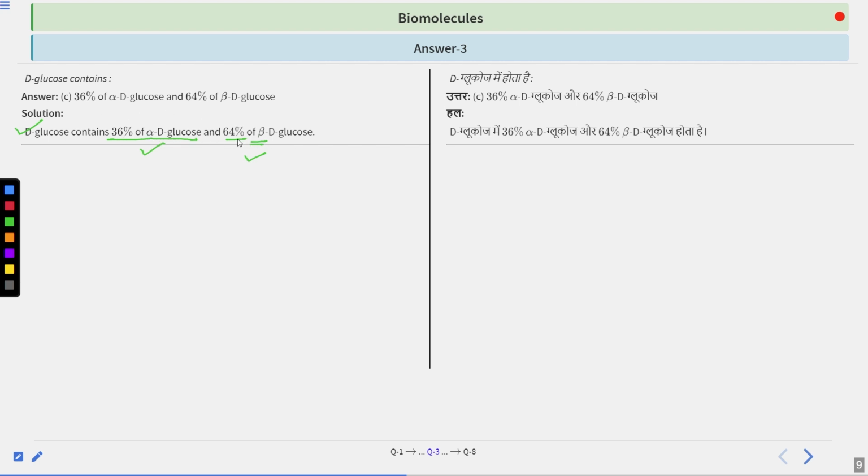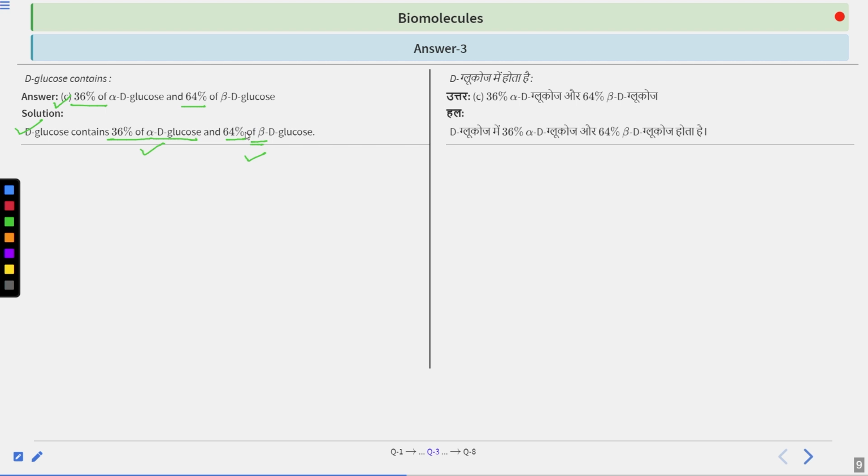But a mixture of both, alpha D-glucose and beta D-glucose, forms the whole D-glucose structure, and that is why the correct composition for the alpha and beta parts is 36% of alpha D-glucose and 64% of beta D-glucose. This is the question, which amount is the correct composition of alpha D and beta D parts for D-glucose. So we have our correct answer as option C, 36% alpha D-glucose, 64% beta D-glucose.